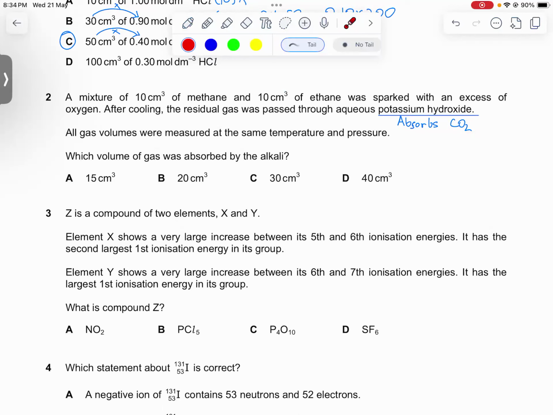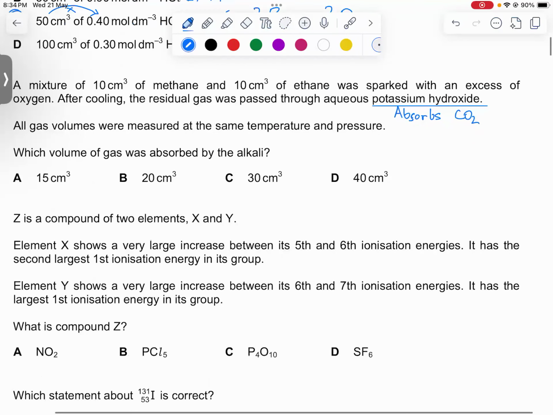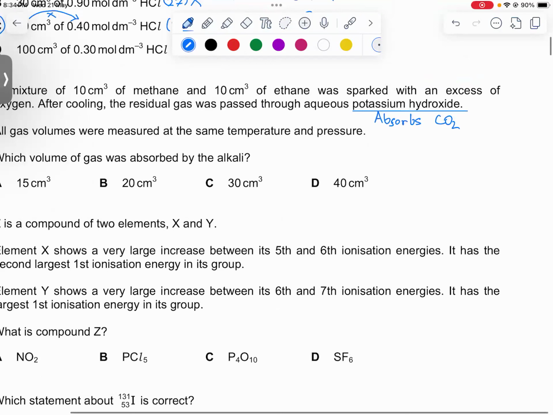All right. So 10 centimeter cube of methane and 10 centimeter cube of ethane, when they were sparked with an excess of oxygen, will produce how much carbon dioxide that is basically going to be absorbed by potassium hydroxide. All right. So for that, we have to write the equations. First, CH4, which is methane, is reacting with excess of oxygen. It produces carbon dioxide and water, right? Okay. So we need to only balance carbon dioxide over here.